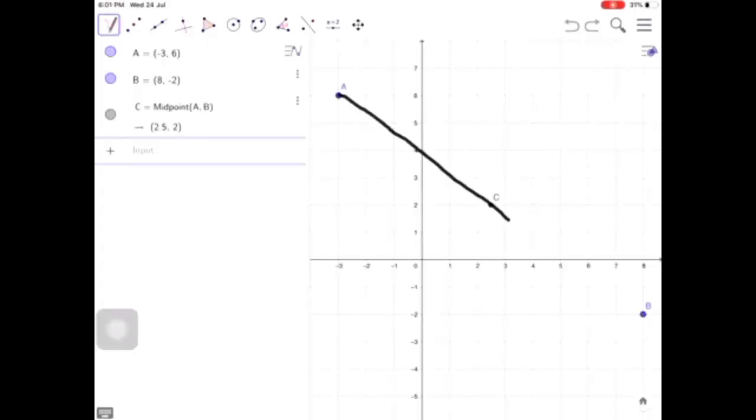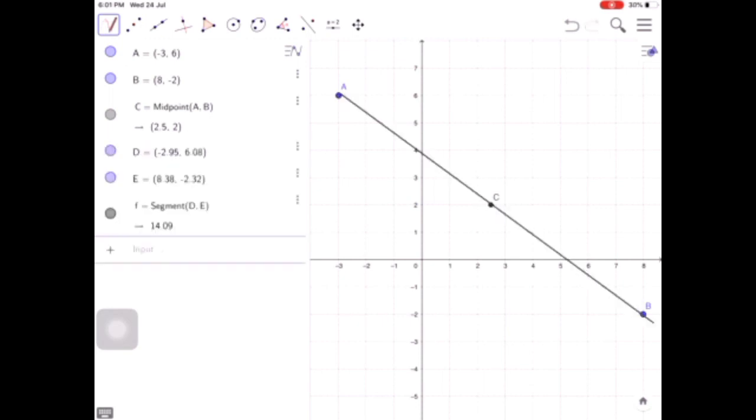Point A is negative 3 and 6. Point B is 8 and negative 2. And C is 5 over 2 and 2.